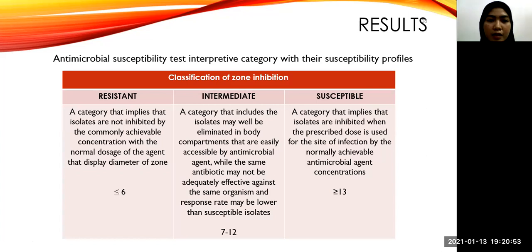So this is the antimicrobial susceptibility test category, which has three classifications of zone of inhibition: resistant, intermediate, and susceptible. Resistant means isolates are not inhibited by the commonly achievable concentration with the normal doses. Intermediate means the same antibiotic may not be adequately effective against the same organism, and the response rate may be lower than for susceptible isolates. Susceptible is a category that implies that isolates are inhibited when the prescribed dose is used for the site of infection.